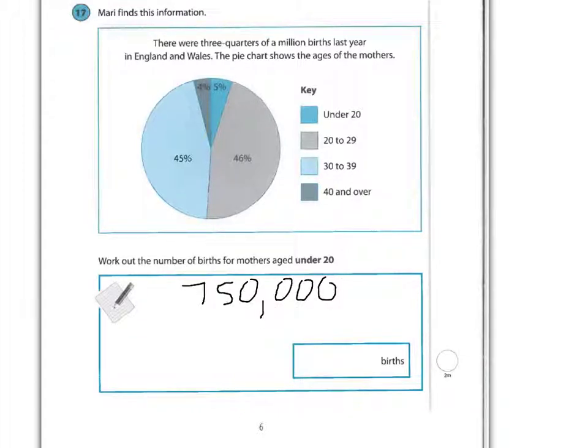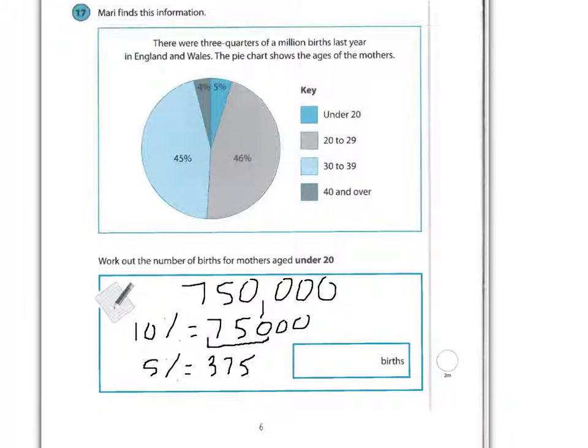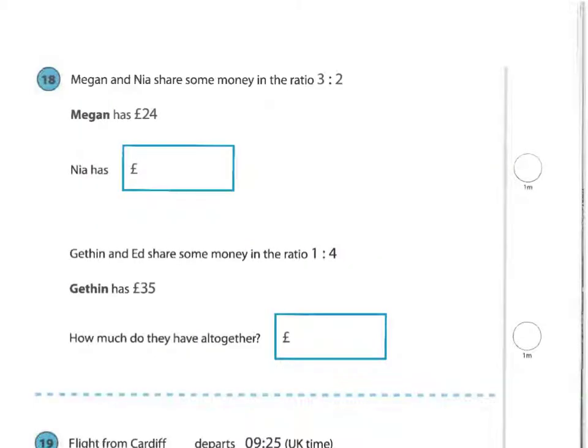750,000 births. Now, if 5% of those were under 20, the first thing we would do is work out what 10% was. So divide the number by 10, which is going to give us 75,000. And then what we would have to do to work out 5%, we would halve this. Now, probably the easiest way to do this is to look at the 750 at the front, and half of 750 is 375, and then we'd add the extra 2 zeros, giving us 37,500 births.